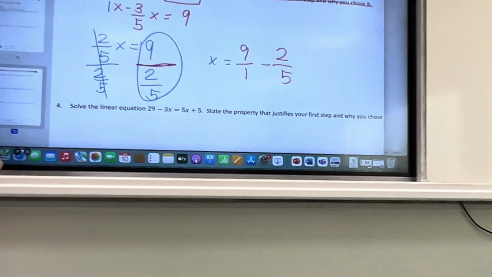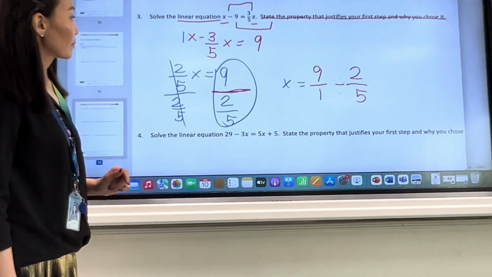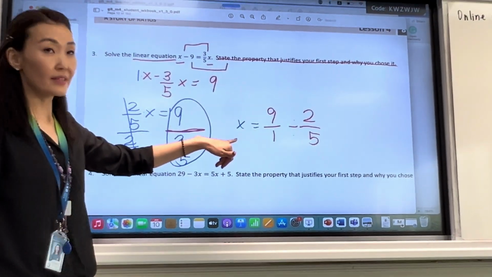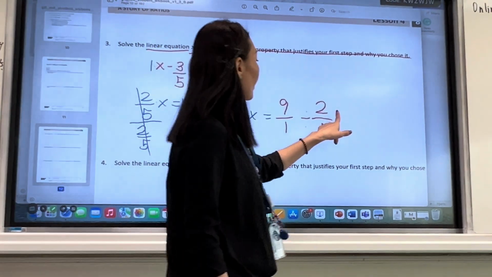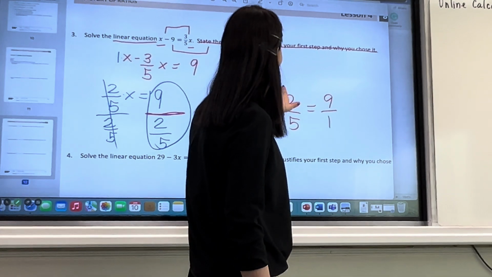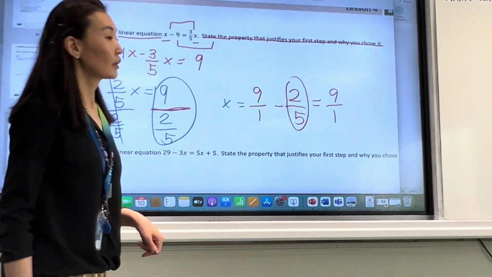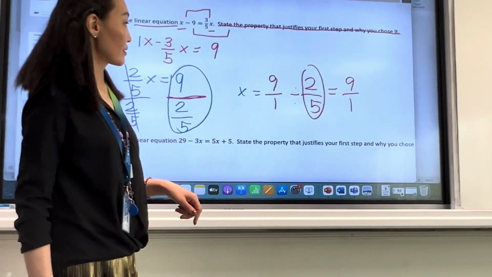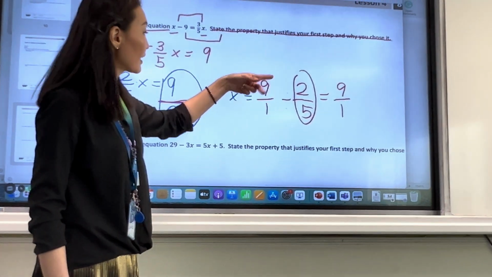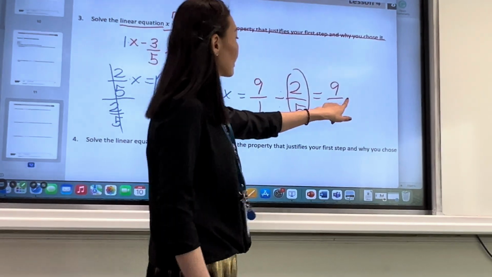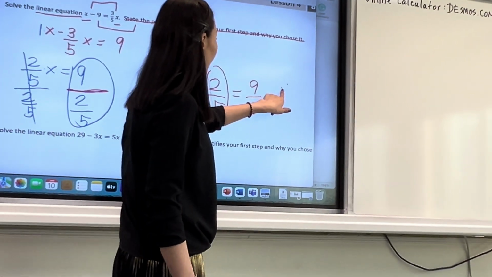Are you with me? Because I can write 9 as 9 over 1. Is that okay? Yeah. Okay, and then move on. 9 over 1. And then what do I do with this fraction? Reciprocate it, yes, or flip this. And this sign changes to multiplication, correct? Yes.